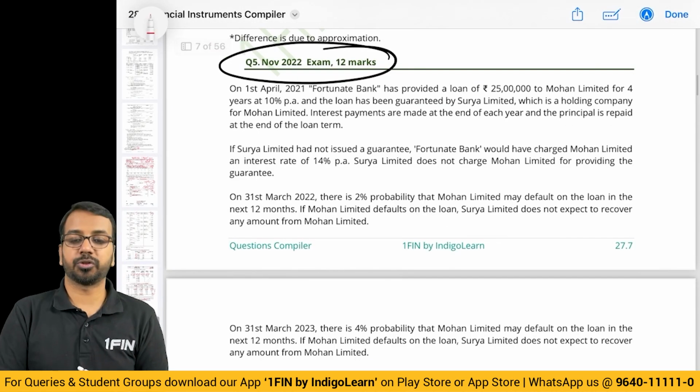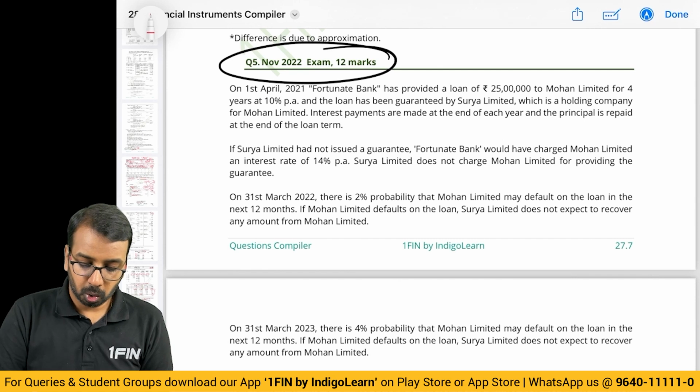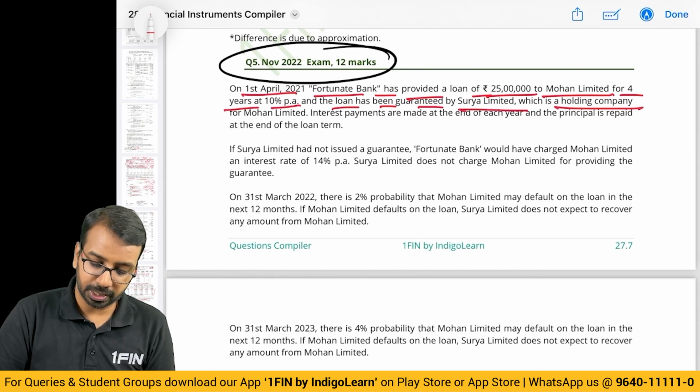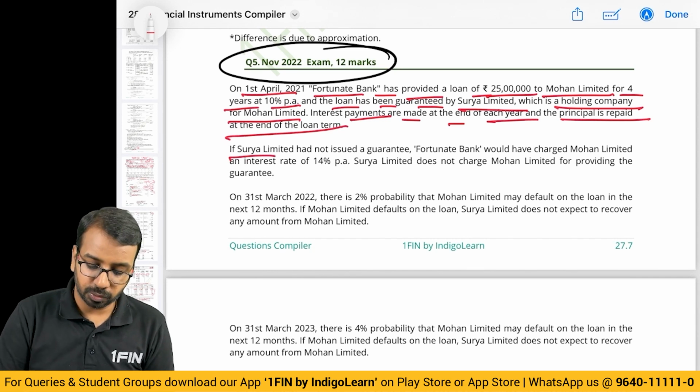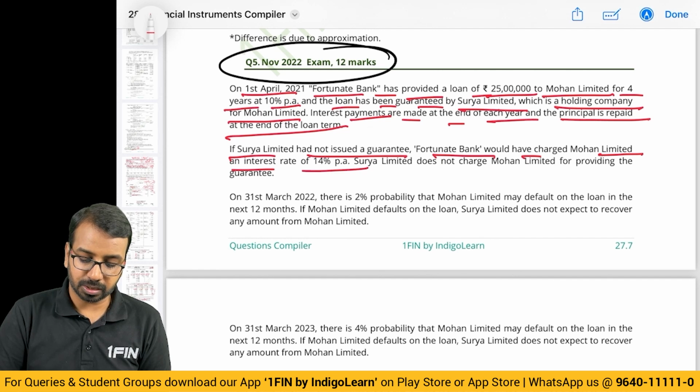Again, 12 marks question. On 1st April of 21, Fortunate Bank has provided a loan of 25 lakhs to Mohan Limited for 4 years at 10%, and the loan has been guaranteed by Surya Limited, which is a holding company for Mohan Limited. Interest payments are made at the end of each year and the principal is repaid at the end of the term. If Surya Limited had not issued the guarantee, Fortunate Bank would have charged Mohan Limited an interest of 14%.